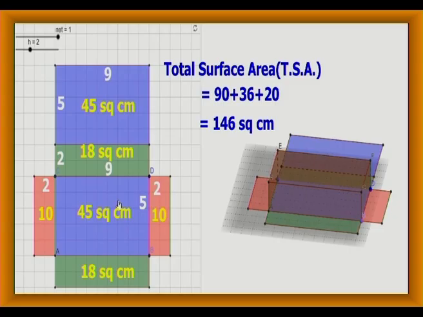Now, there are 2 bases each of area 45 square centimeter. So, 90 square centimeter for 2 bases. Likewise, for 2 green colored faces it is 36, and for 2 red colored faces it is 20. So, 90 plus 36 plus 20, 146 square centimeter is the total surface area of this cuboid.